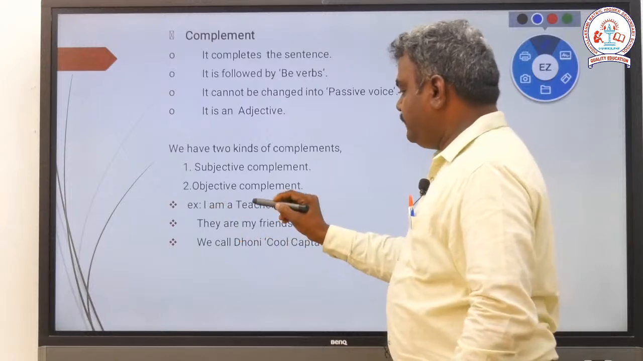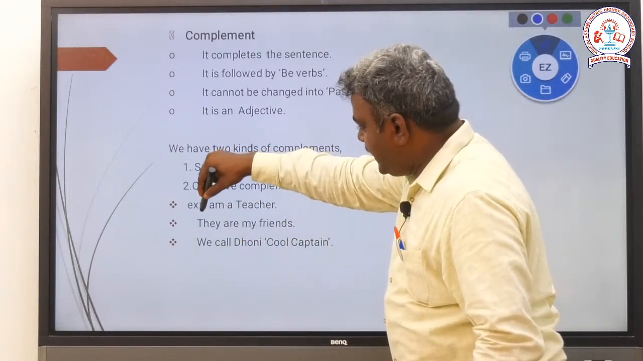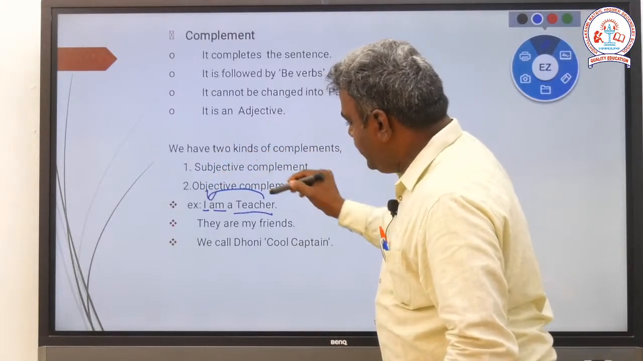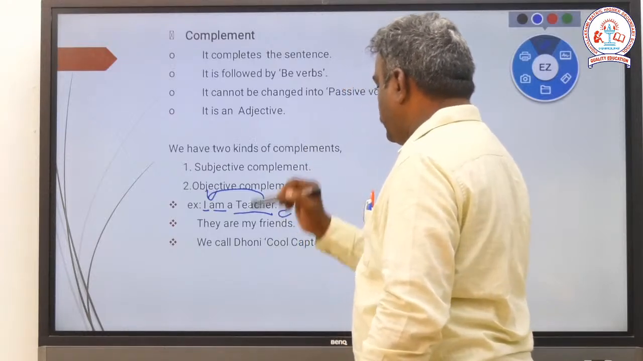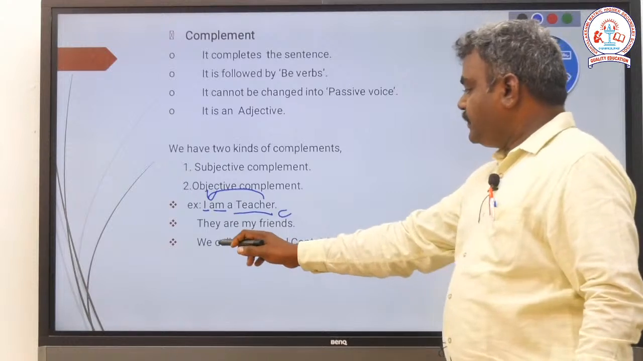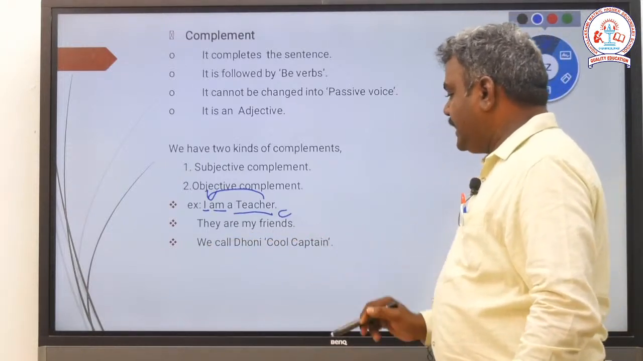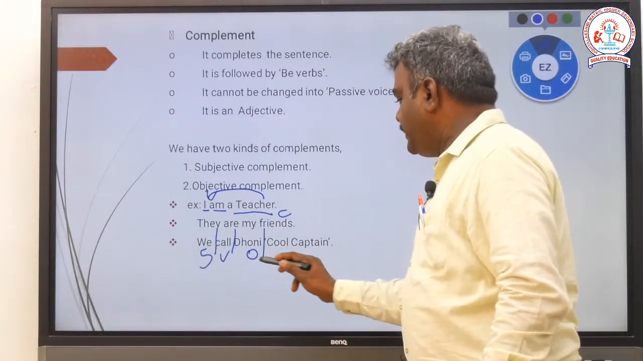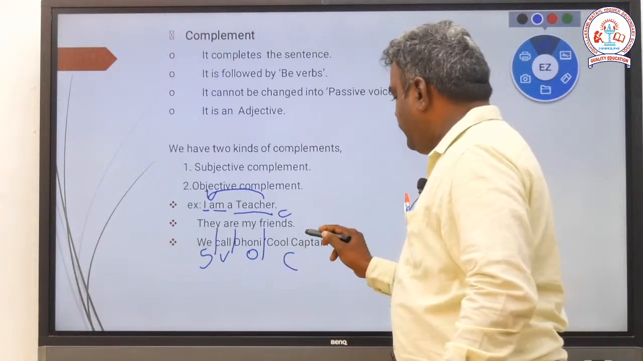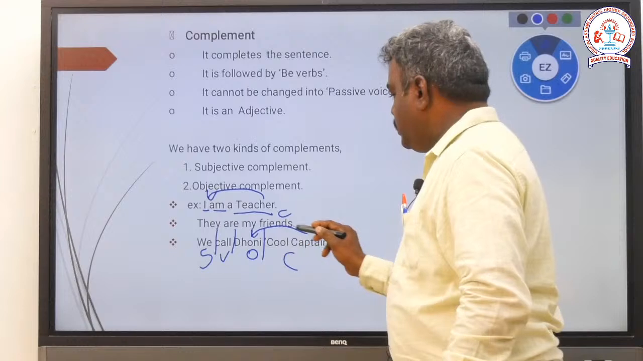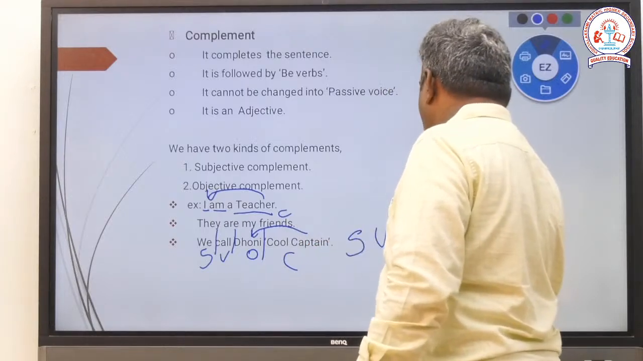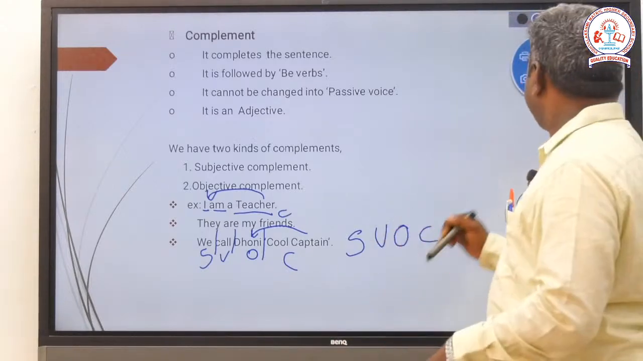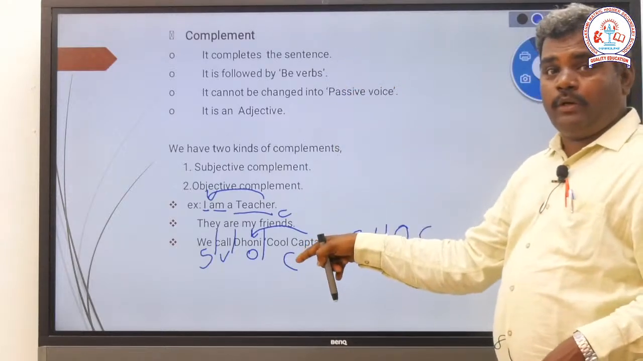The first example is I'm a teacher. If you look at the sentence, I am a teacher. The teacher qualifies me. That is called complement, subjective complement. They are my friends. Already we have discussed. We call Dhoni cool captain. Subject, verb, Dhoni object, cool captain complement. It qualifies the object. So it is called SVOC. Very simple. I think all the people must have understood what I am teaching you.